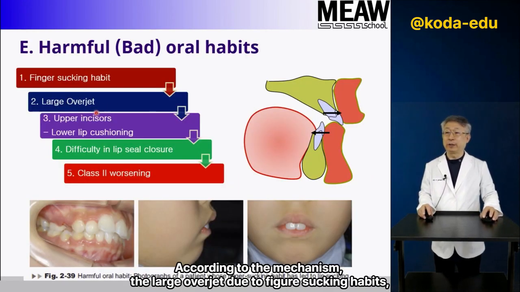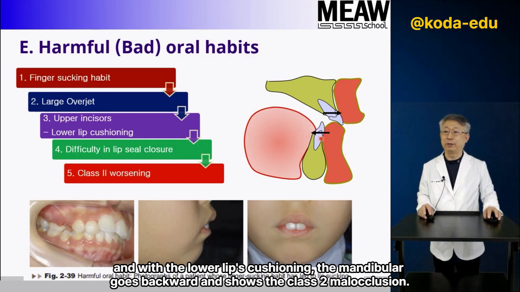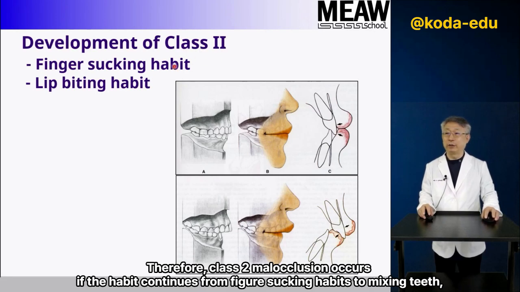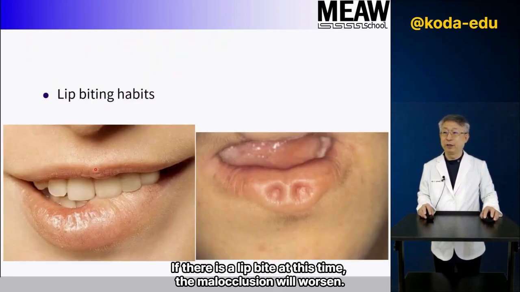According to the mechanism, there is a large overjet due to finger-sucking habits. And when the mouth is open, the maxillary anterior teeth are protruded. And with the lower lip cushioning, the mandible goes backward and shows class 2 malocclusion. Therefore, class 2 malocclusion occurs if the habit continues from finger-sucking habits to the mixed dentition. If there is a lip bite at this time, the malocclusion will worsen.